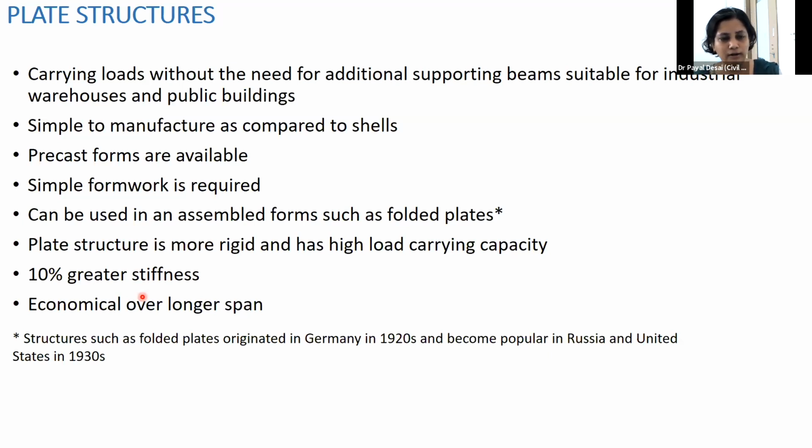Then we have factory-made precast forms; you can easily manufacture them, take them to the site and construct. Also you can assemble them, like we have seen in the folded plate roof, where there are assemblies of plates. The popularity of the folded plate was early, in Germany in the 1920s, and then it became very popular in Russia and the United States in the 1930s. But nowadays you have seen many structures everywhere around the world which use folded plates.